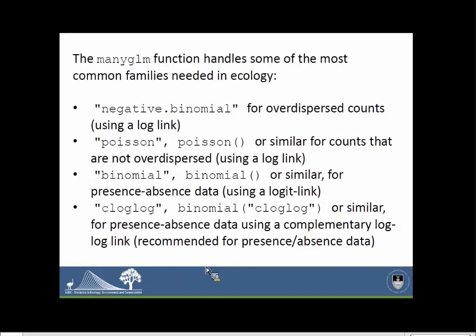So, as I said, the manyglm can handle some of the most common families that we need in ecology. So, negative binomial, that's for over-dispersed counts, the log-link function, the Poisson, the binomial. There are two different ways to deal with presence-absence data. They've got these two different link functions, but essentially that's as much as the manyglm function can handle.